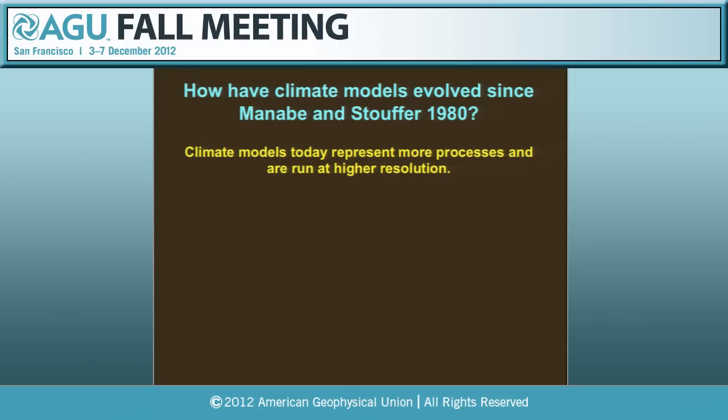Models today are also run at much higher resolution. The Manabe and Stouffer paper was a 4 by 5 degree model. The nominal resolution for a lot of climate models today is maybe a degree. And at NCAR, we had a 30-fold increase in our computing power from a new supercomputer that came online in Wyoming this fall. And you better believe that one of the things that's going to happen is that it's going to be run at higher resolution. It's the best way to take advantage of a machine like that. So I think we have a trajectory that's towards higher resolution and more processes.